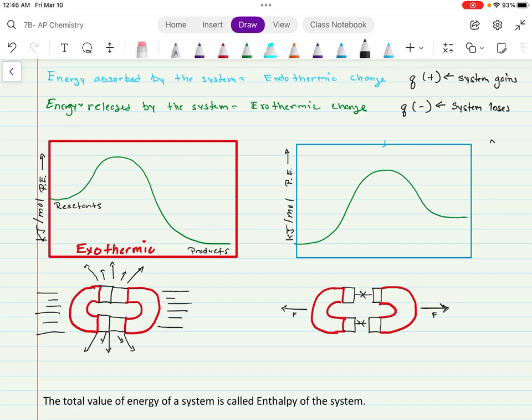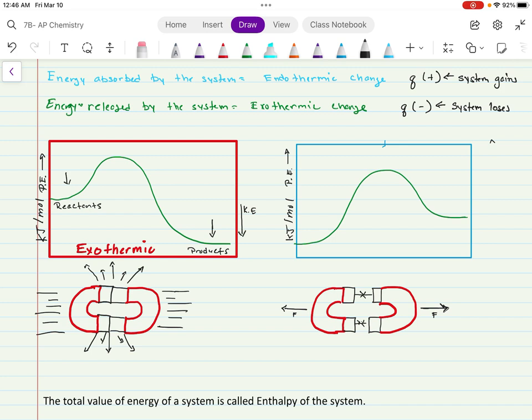So remember that in an exothermic reaction, the system is actually losing energy into the surroundings. So the system should have less energy after the reaction in the products than it does when it begins. So if you take a look at the energy of the starting, which is the reactants here, you're going to notice that it has less energy at the products than it does at the reactants. Now, the energy we're talking about here is the potential energy. But the potential energy is the energy of the system, and the kinetic energy, which I'm going to abbreviate here as kinetic energy, is the energy of the surroundings.